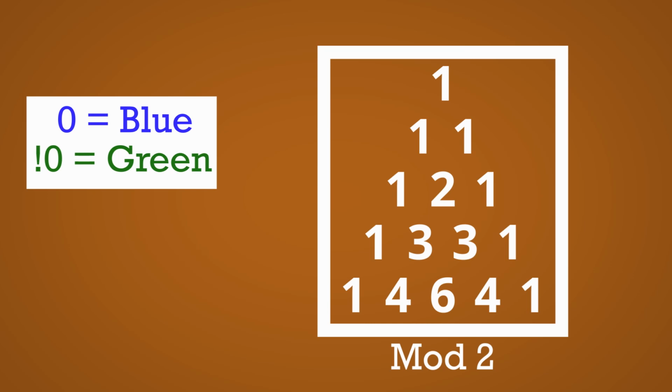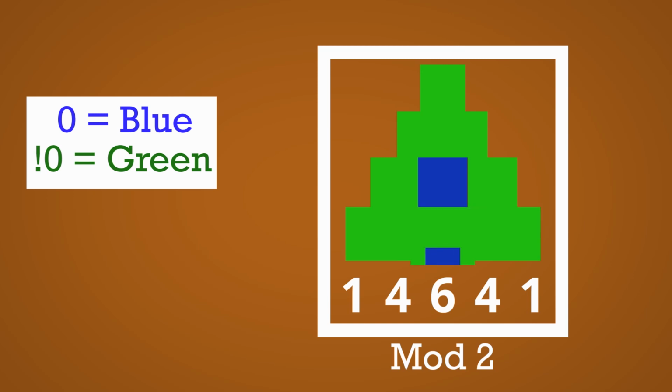If you do mod 2 on 1, you get 1, because 2 goes into 1 0 times, and you get a remainder of 1. This means the color will be green. In the next row, we get more 1s, so it will again all be green. In the third row, we have a 2, which with mod 2 gives us 0, because there is no remainder. This means it is blue. We continue doing this until you reach the end of the triangle.